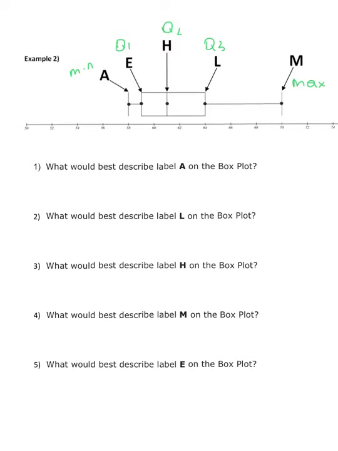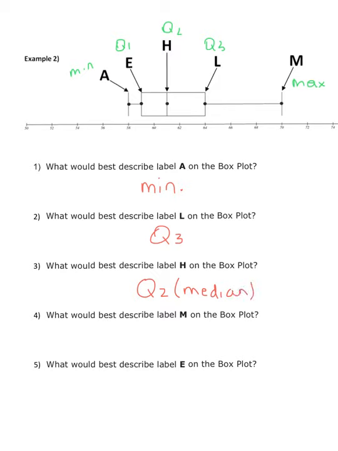Quick and easy labeling. Going through the questions. Number 1, what would best describe label A on the box plot? So look for letter A, and I see it's labeled min. Question 2, what would best describe label L on the box plot? So make sure you look for letter L, and that is labeled Q3. So third quartile. Question 3, what would best describe label H on the box plot? So letter H is labeled Q2, and remember quartile 2 is also considered the median of your data set.